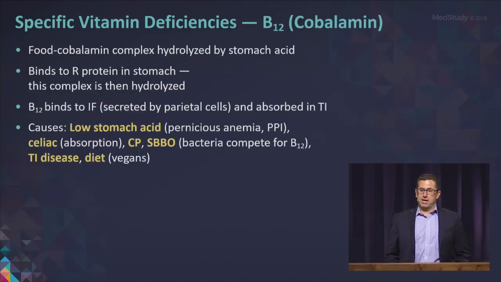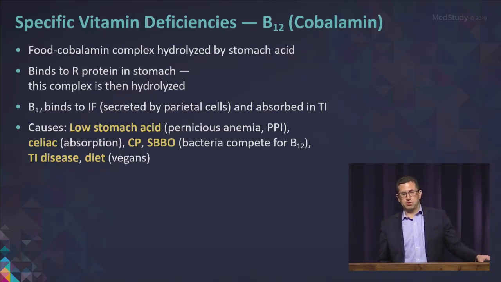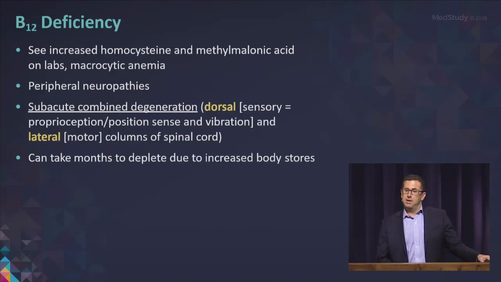B12, an important vitamin to consider. We talked about this when we were talking about TI resection. So basically, B12 is in food. It's hydrolyzed by stomach acid. It binds to an R protein in the stomach that is then hydrolyzed again, and then it binds to intrinsic factor. Anything interfering with this process, such as low stomach acid, celiac, small bacterial overgrowth, TI disease, etc., will lead to B12 deficiency.